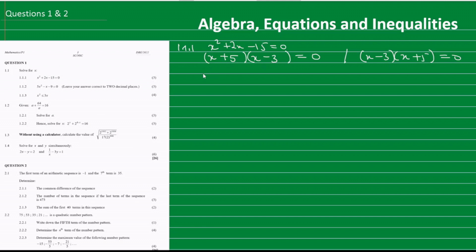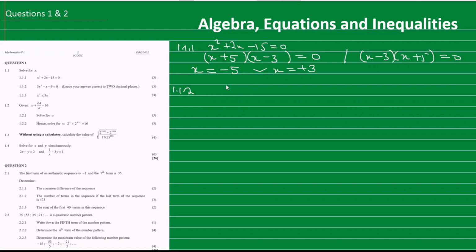From the factors, we are going to derive the values of x. There are 2 values. From the first bracket, the factor x plus 5, our x will be negative 5. And then from the other, x is equal to positive 3. So you just change the signs of the values inside the brackets. These are the 2 values of x that we've solved there. Okay, coming to the next question.